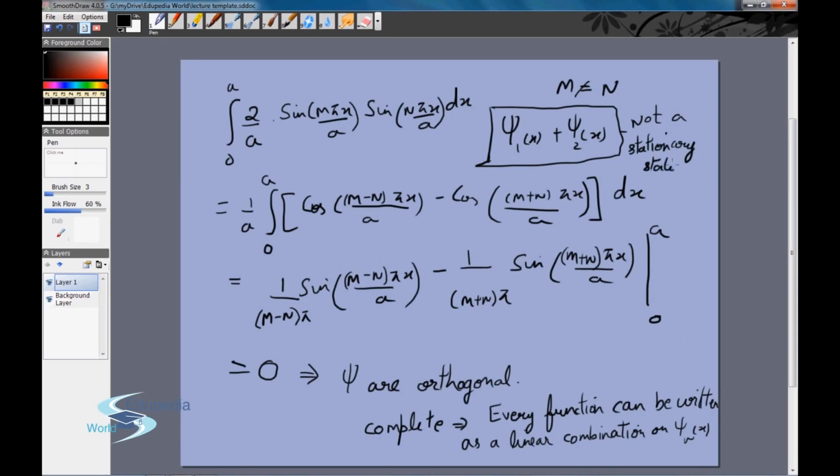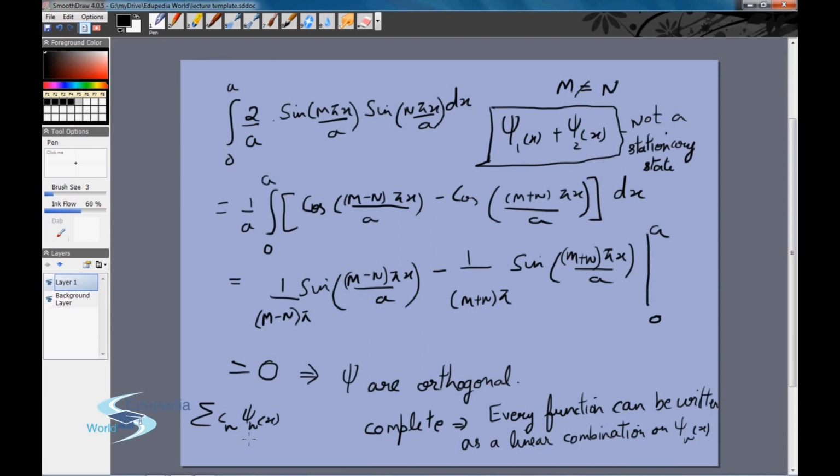But even though this is not a stationary state, this can be the actual state of the particle. There's no rule which says the particle has to be in one of the allowed states, right? It can be in a combination of them as well. And so completeness states that no matter what the function is, every single state that a particle might be in can be written as a linear combination of psi n of x, which means that it can be written in some form as summation Cn psi n of x. Now, we'll not give the proof of this right now. It will come in a later video when we start doing linear algebra.